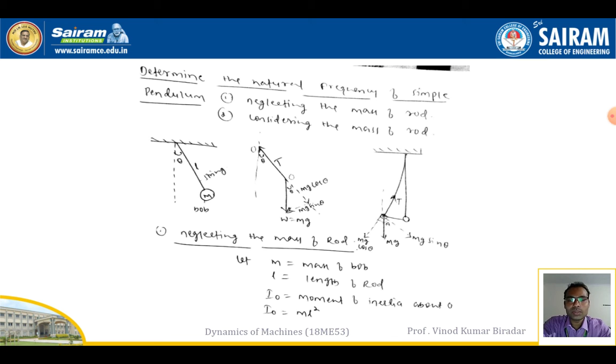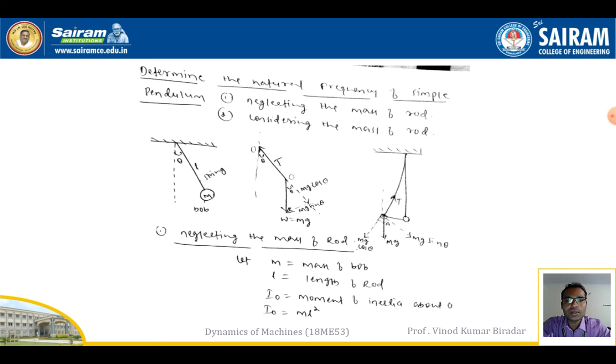What are the forces acting on it? One is along the string, the tension T, and the other is the gravitational force, the weight, with components mg cos theta and mg sin theta. These are the forces generated in the system while the simple pendulum is moving.